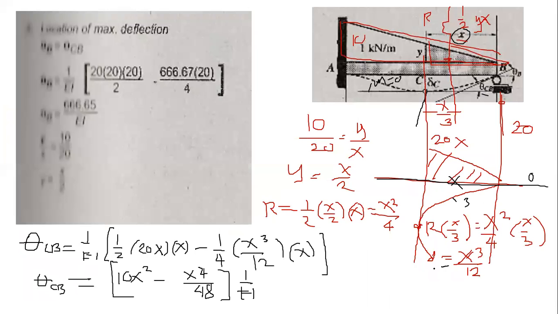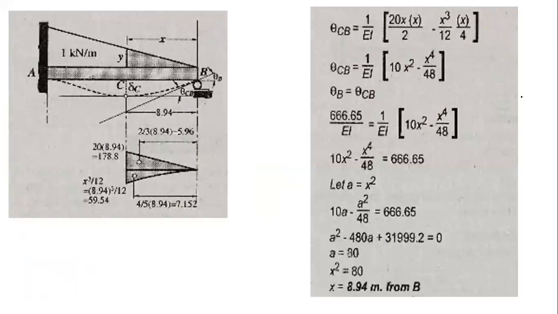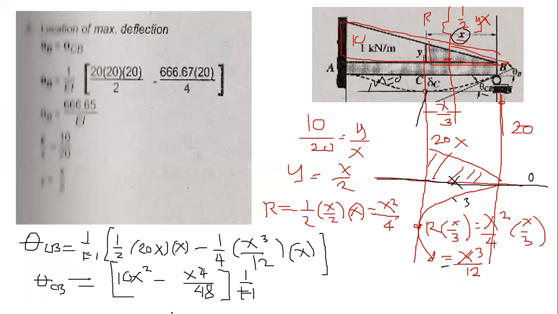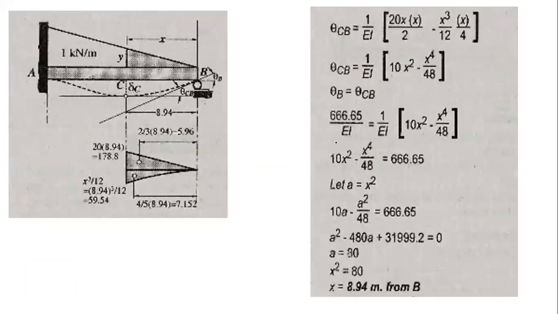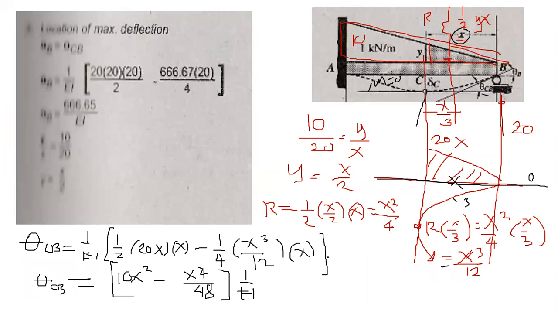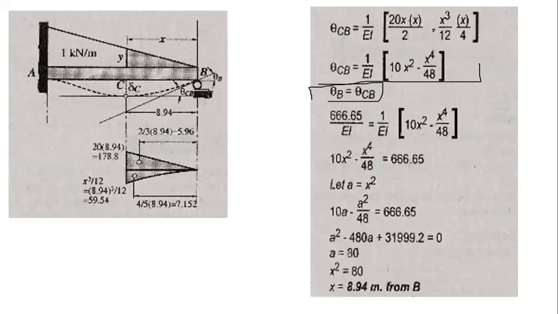Now, I'll show you the relationship of that. Actually, ito na yung pinakita ko sa inyo. Ito na yung kinompute natin kanina. This one, 10x squared minus x to the power 4 over 48 EI. Now, we have this relationship. Pinakita ko lang dito ang pag-calculate para malinaw. Ito yung pinapakita ko na relationship, lakihan ko konti dito.